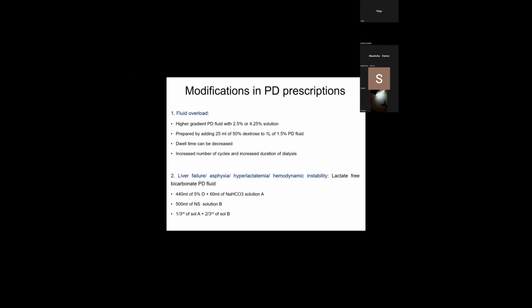In case of liver failure, asphyxia, hyperlactatemia, and hemodynamic instability, we have to use lactate-free bicarbonate PD fluid because already there is lactic acidosis. So for this, we can modify PD fluid as we can take 440 ml of 5% dextrose plus 60 ml of soda bicarb, which is labeled as solution A, and 500 ml of NS is labeled as solution B. Then we have to take 1/3 of solution A plus 2/3 of solution B. This makes the lactate-free bicarbonate PD fluid.